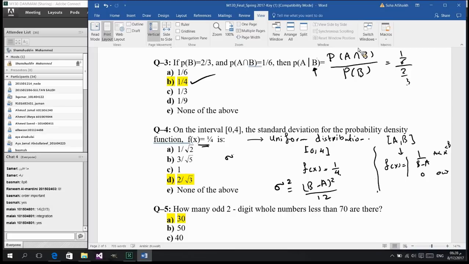So my sigma squared in this case, b is 4 minus a, which is 0, squared over 12, meaning 16 over 12. So we can say that sigma, the standard deviation that they want, is the square root of 16 over 12. The square root of 16 over 12: the square root of 16 is 4, and here we have 4 times 3, so you will get the result 2 over the square root of 3 if you simplify it. Clear?